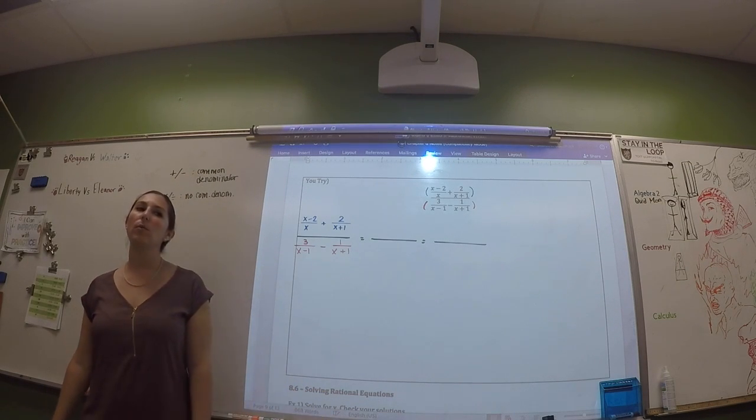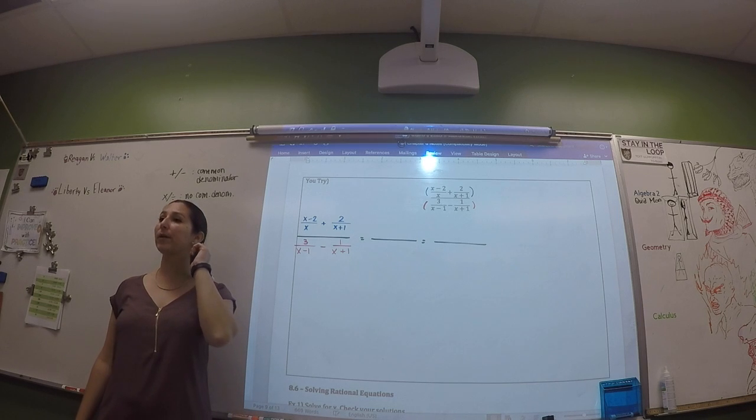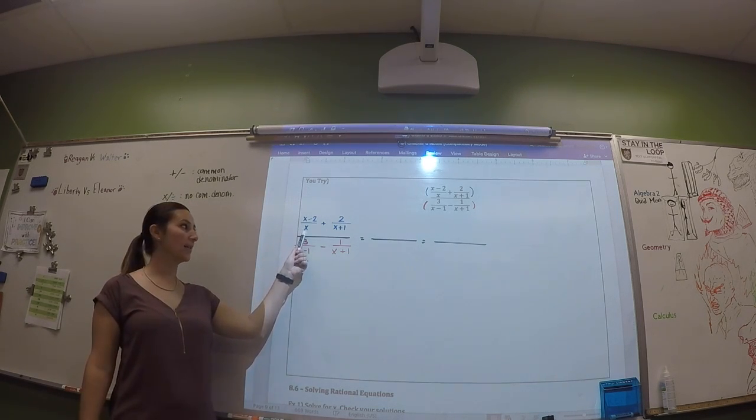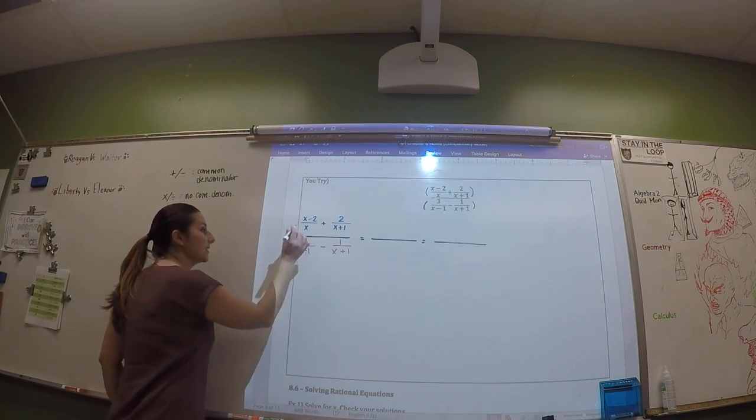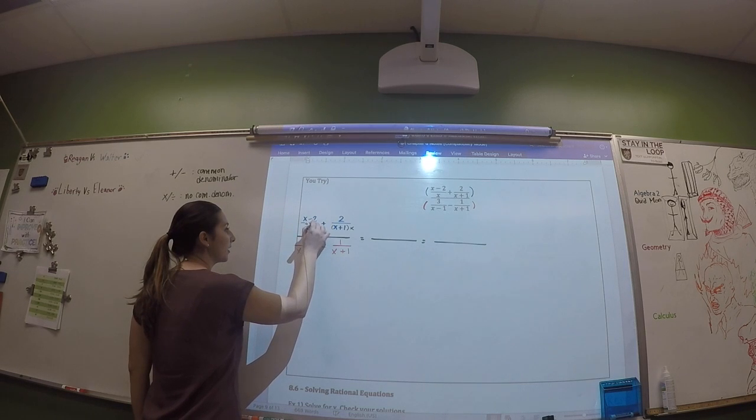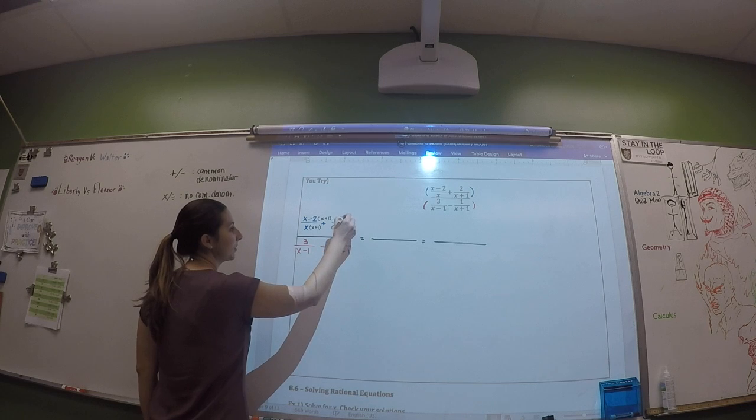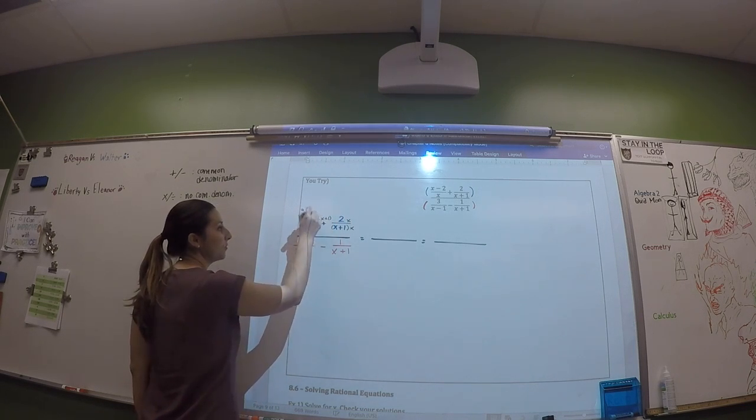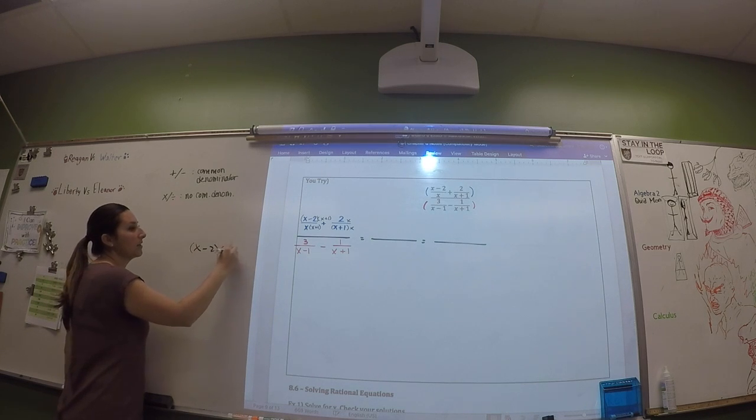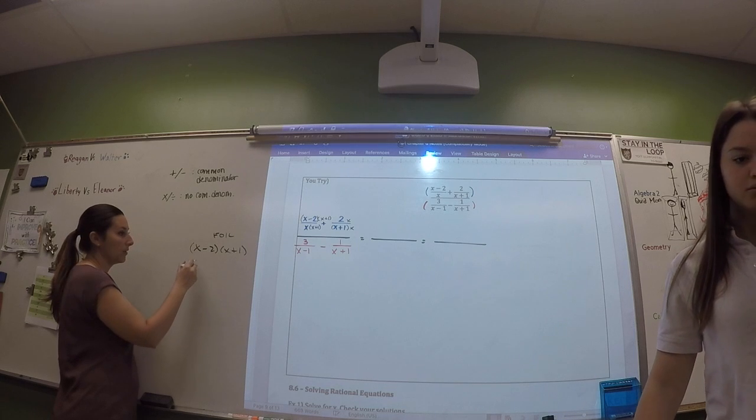Wait, isn't x plus 1 times x minus 1 just 1? No, that's not how that works. We're going to find a common denominator here. So if this denominator is x and this denominator is x plus 1, since this is a factor and this is a factor, you have to multiply by each other. So this one we're going to multiply by x plus 1. This one we're going to multiply by x. When you multiply x minus 2 times x plus 1, you have to FOIL, because these are binomials.